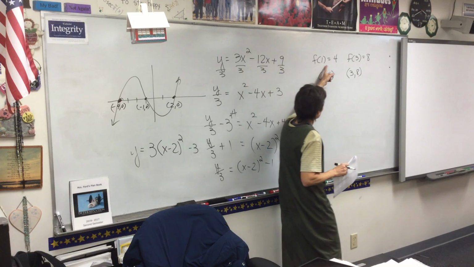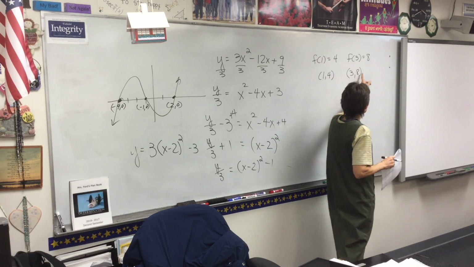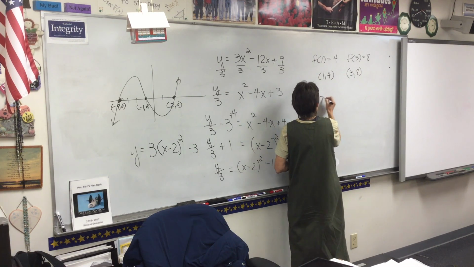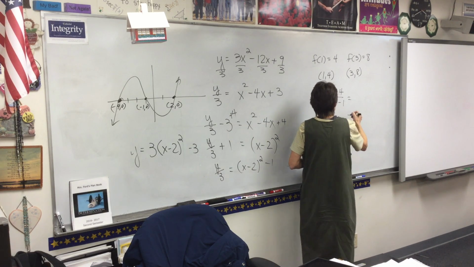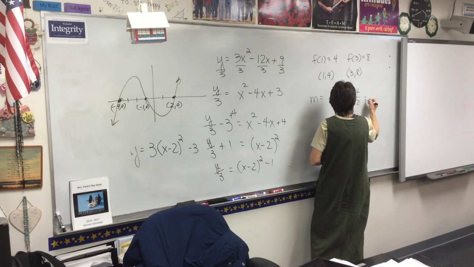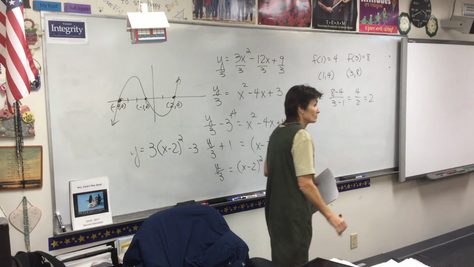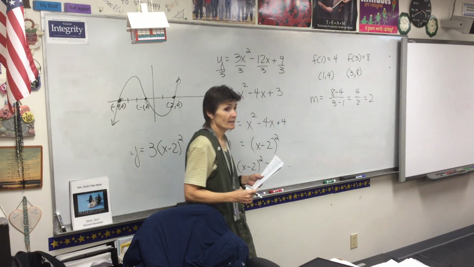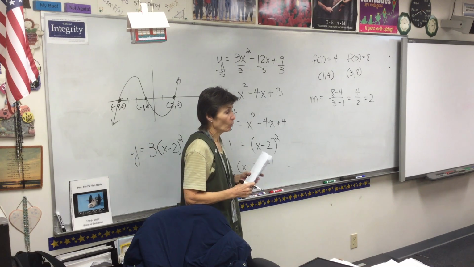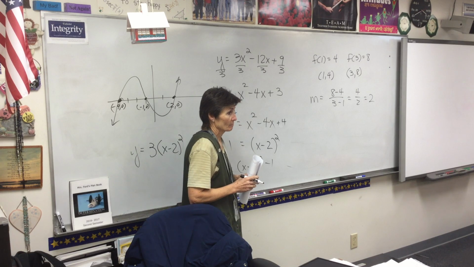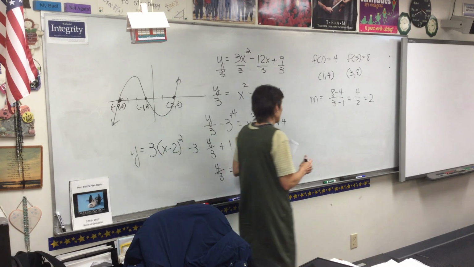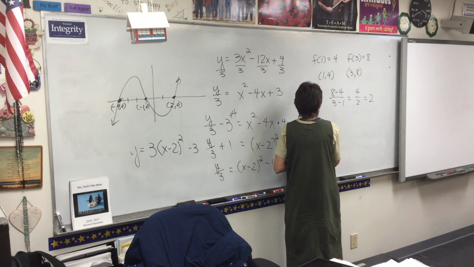So this is the ordered pair 1, 4. This is the ordered pair 3, 8. Now I can find the slope. 8 minus 4 over 3 minus 1. That's 4 over 2, which is 2. You are not done. What is the second and last step then? Exactly, Jackson. Pick a point.